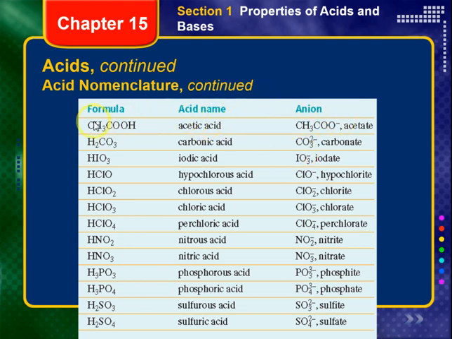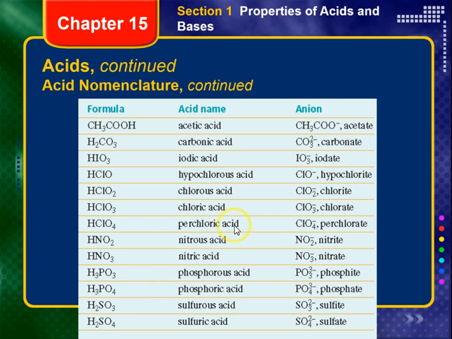And so we see that this is called acetic acid because the ion is called acetate. This is carbonic acid because the anion is called carbonate. This is called iodic, right? Realize it's not hydroiodic like we saw with the binary acids. This is an oxyacid, so we don't see the word hydro. That anion is called iodate, right? We have this anion called hypochlorite, so hypochlorous acid. Chlorite, chlorous acid. Chlorate, chloric acid.